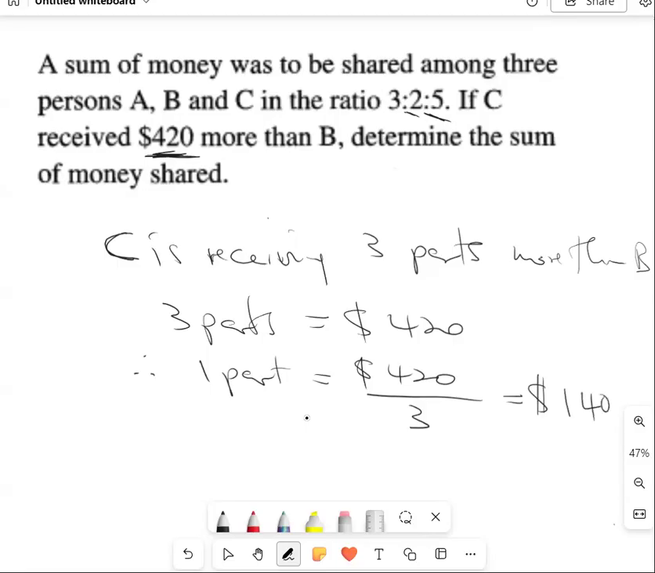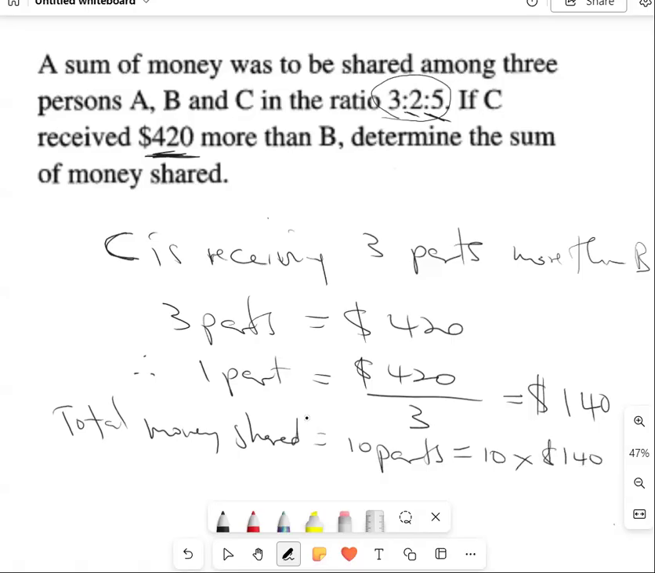140. But in all, there are how many proportional parts? Total money shared equals how many parts? 10, right? 10 parts. So that will be equal to 10 multiplied by 140, which is $1,400.